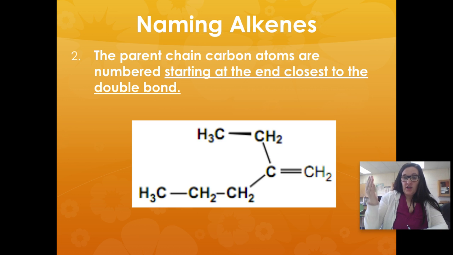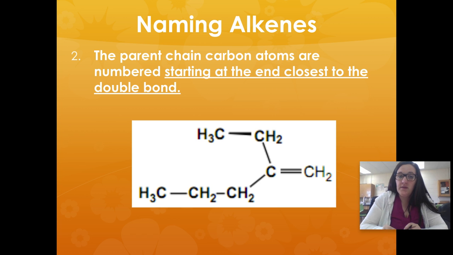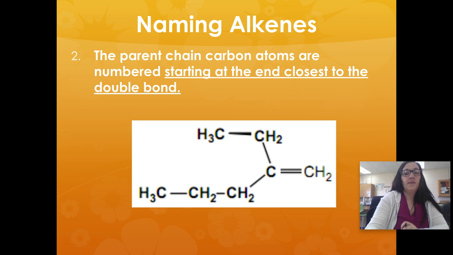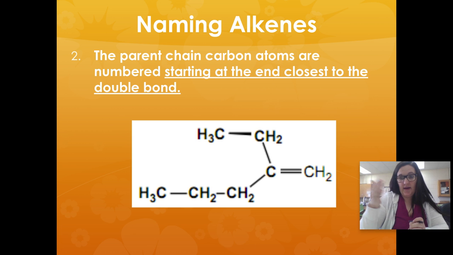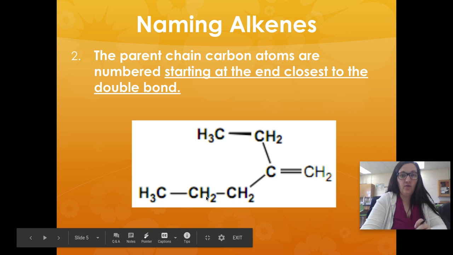After we find the parent chain, we want to number the parent chain so we can see where any of our side chains come from. And I think it's easier to name this one too because you have to start numbering at the end closest to the double bond. So I'm going to want to put 1 right next to where the double bond is, or make it the smallest number. So if I numbered this one, this would be my 1, 2, 3, 4, 5 carbon chain.